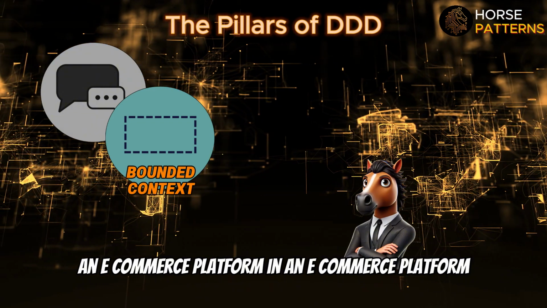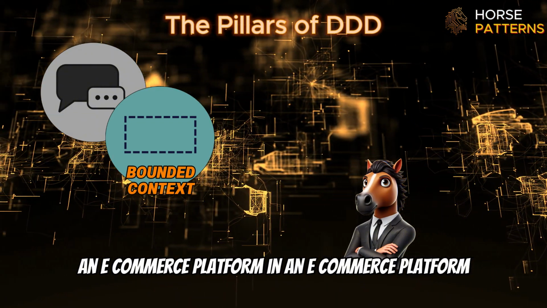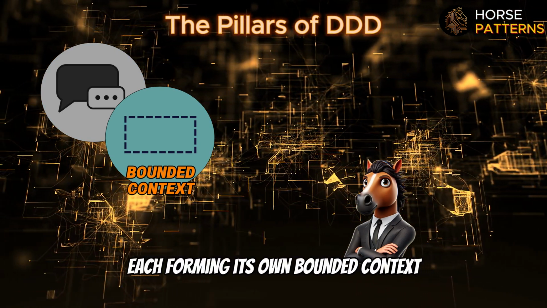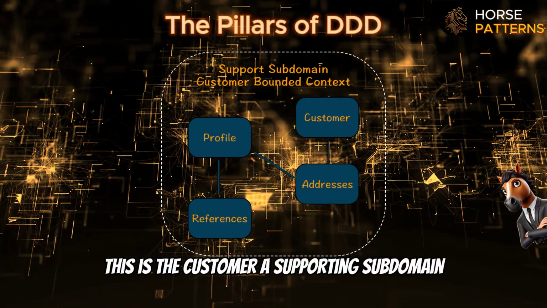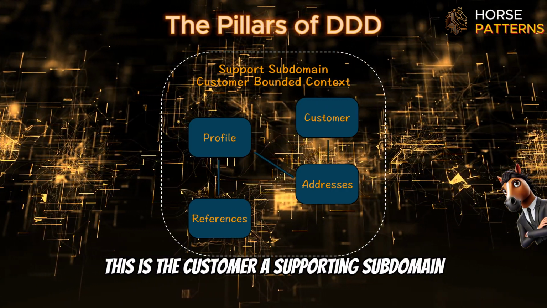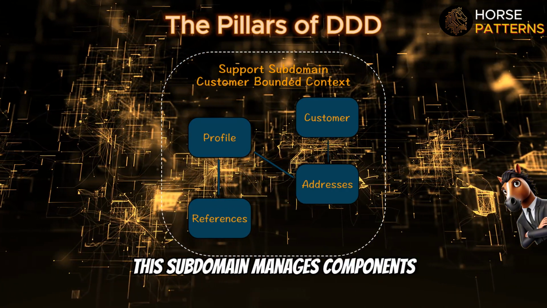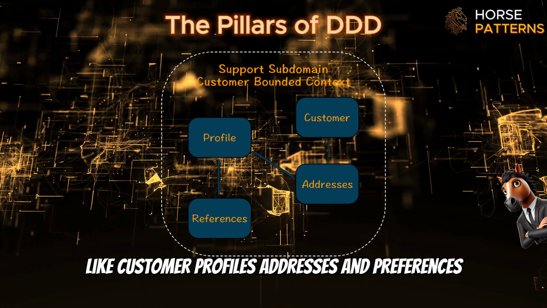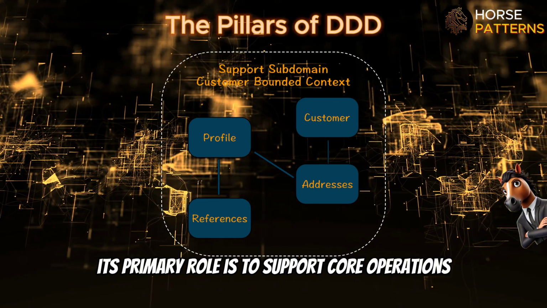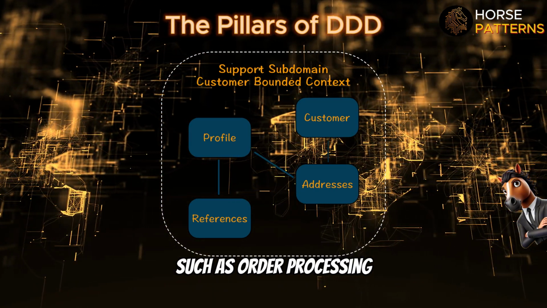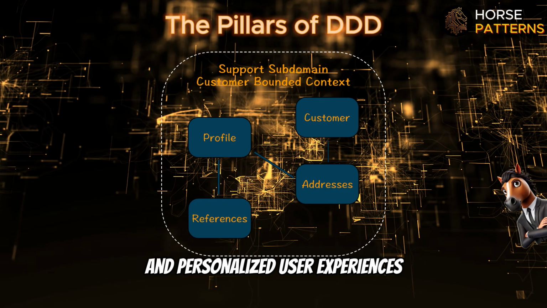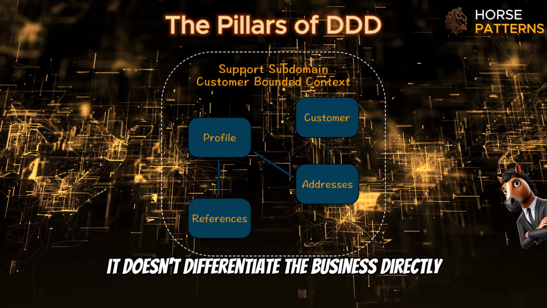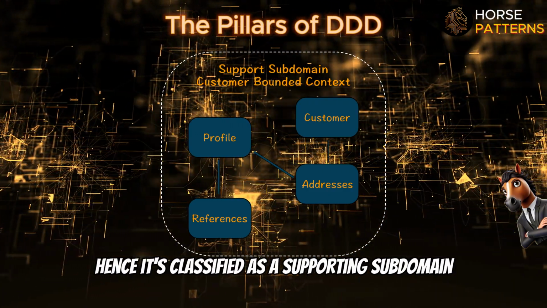An e-commerce platform. In an e-commerce platform, you might identify several subdomains, each forming its own bounded context. This is the customer, a supporting subdomain. This subdomain manages components like customer profiles, addresses, and preferences. Its primary role is to support core operations such as order processing and personalized user experiences. While essential, it doesn't differentiate the business directly, hence it's classified as a supporting subdomain.